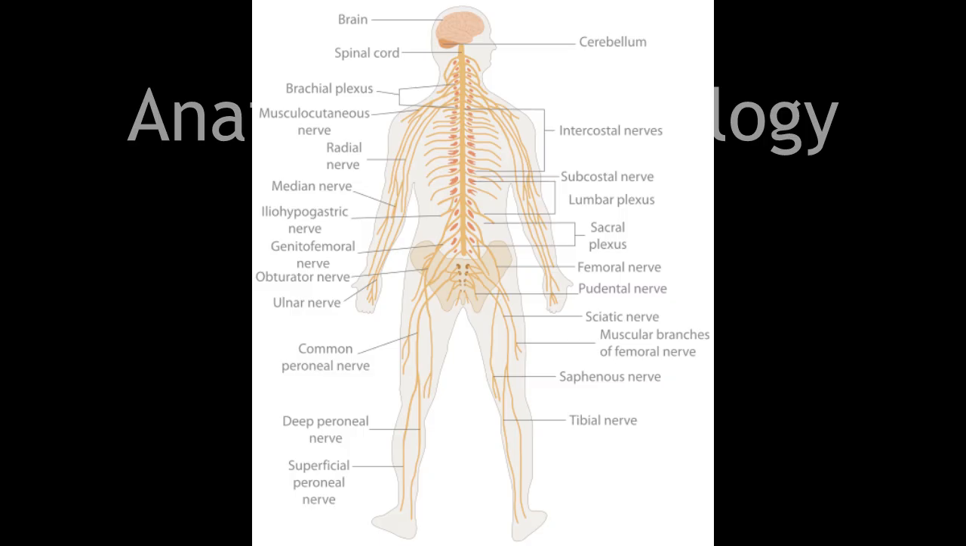And then the other one I'll point out is the brachial plexus. If you look in the shoulder area, another set of very important nerves there, the brachial plexus, which controls a lot of the arm movement. You see that a lot of the distal nerves are coming off of the brachial plexus.